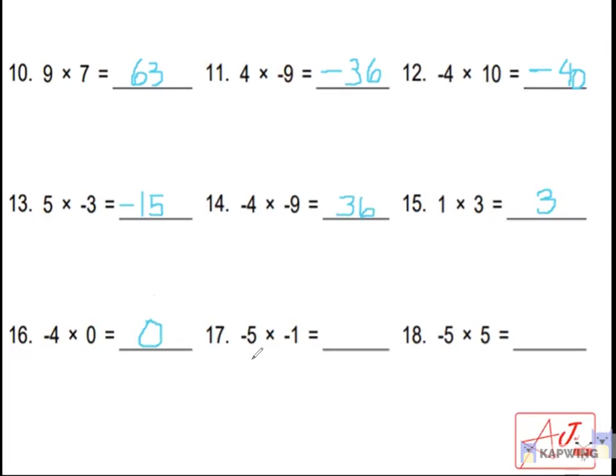Number 17, we have negative 5 times negative 1. Parehas silang negative, so ang answer natin magiging positive. And 5 times 1 is 5.